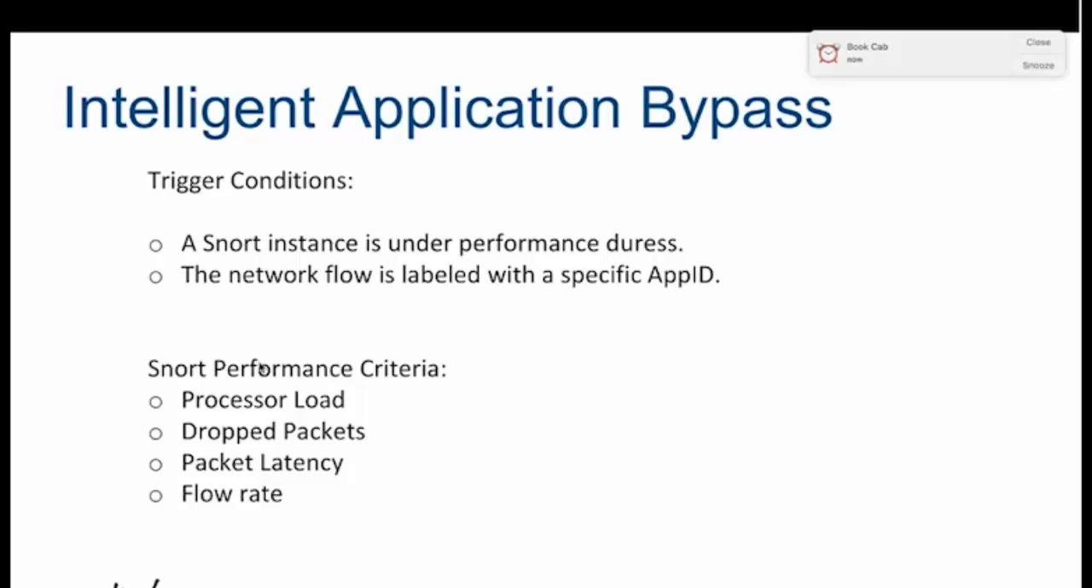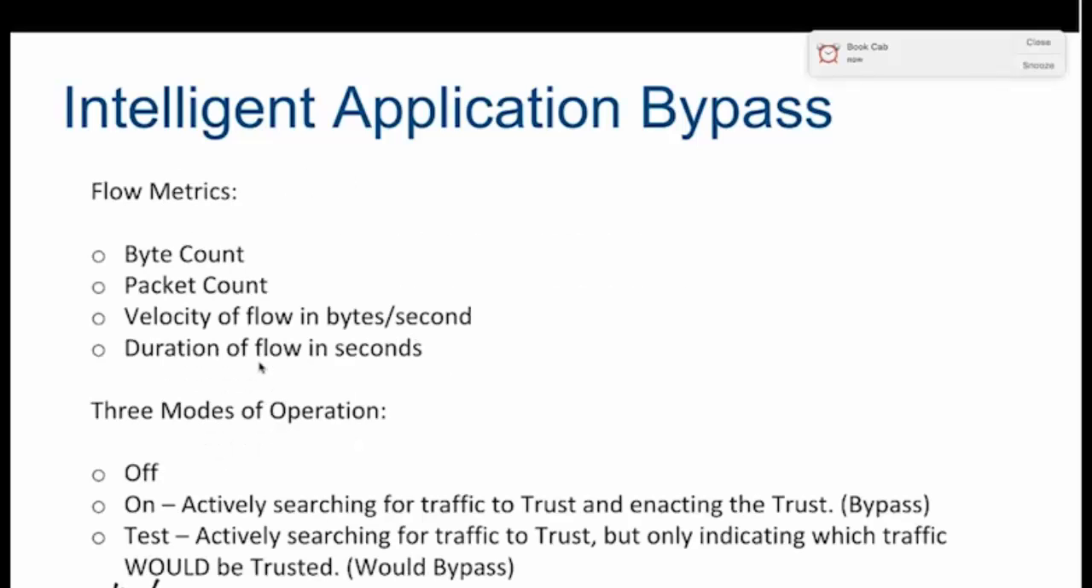So there are certain performance criteria on which we can define the threshold and the time frame, where the system will collect the statistics and compare them with the performance metrics defined by us. One is the performance: processor load, dropped packets, packet latency, and the flow rate. In terms of the flow metrics: byte count, packet count, velocity of flow in bytes per second, duration of flow in seconds. Let me show the next slide.